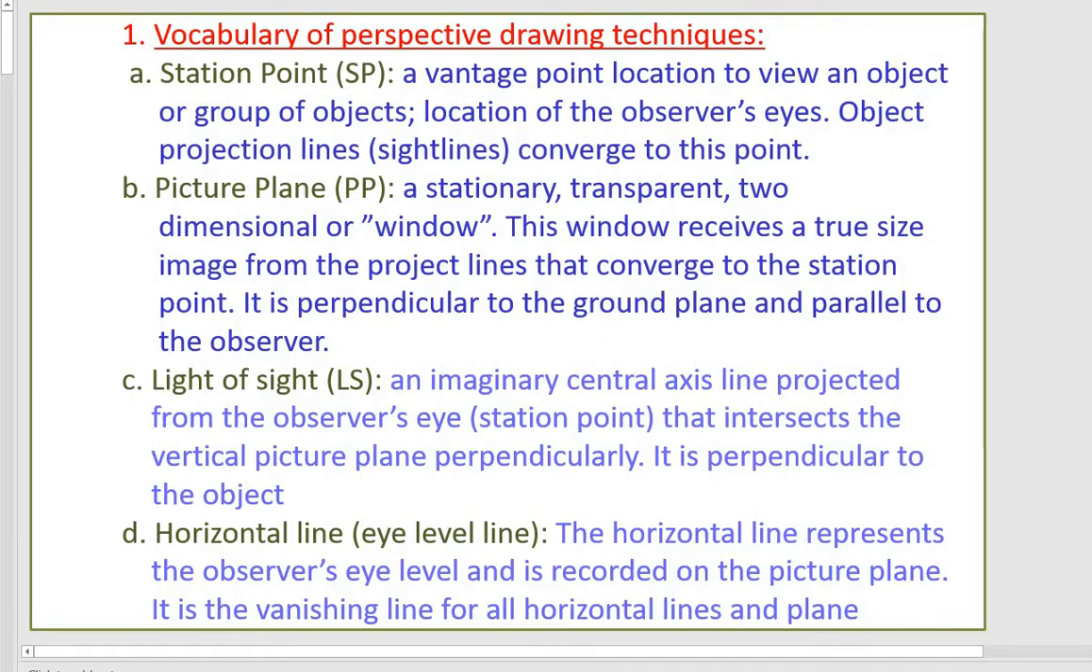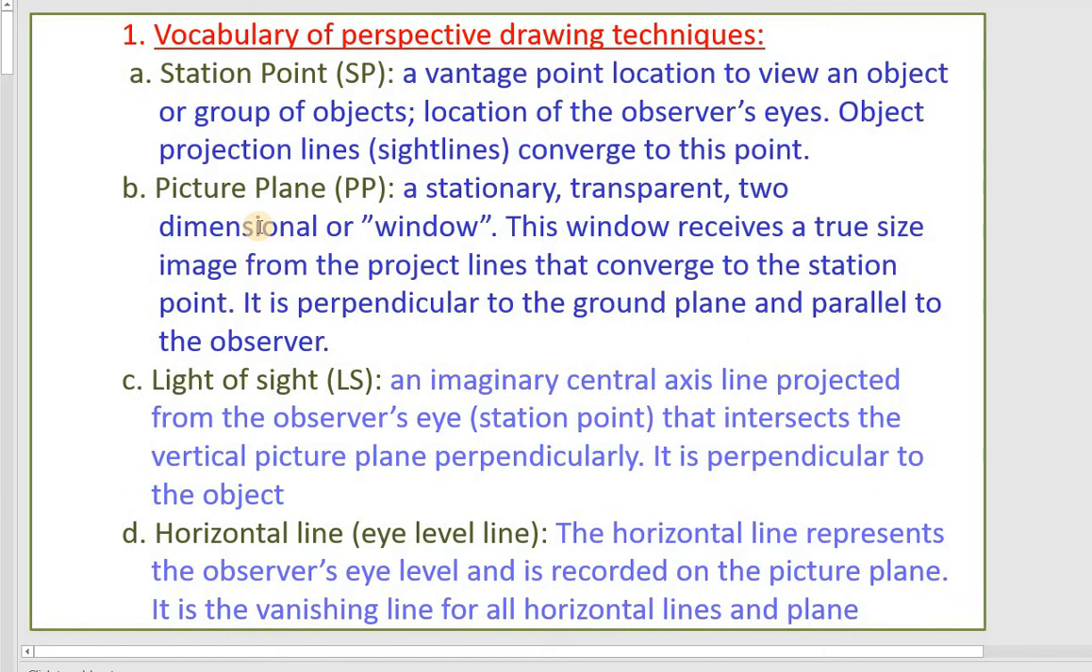First of all, we need to know a few vocabulary words, for example, stencil, station point, picture plane, lines of sight, horizontal line. This is some of the basic definitions, so you can learn. You need to know them before you start with drawing.